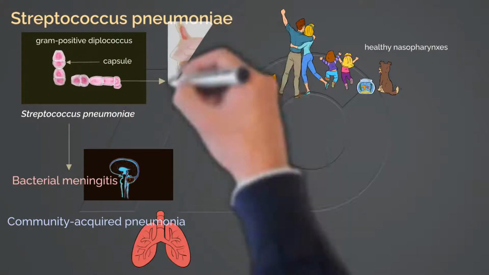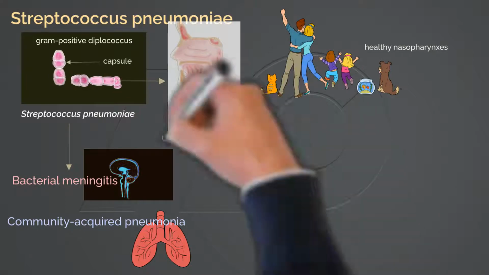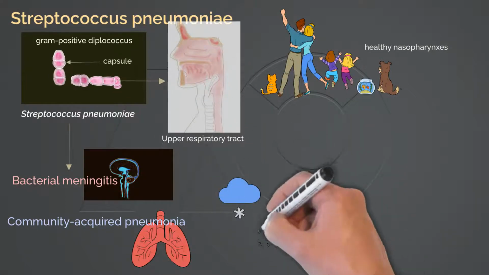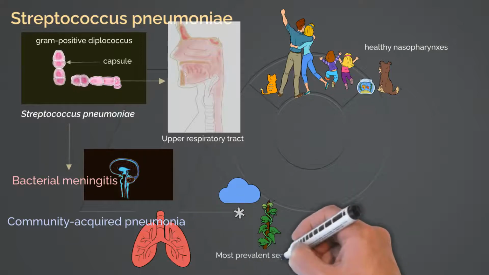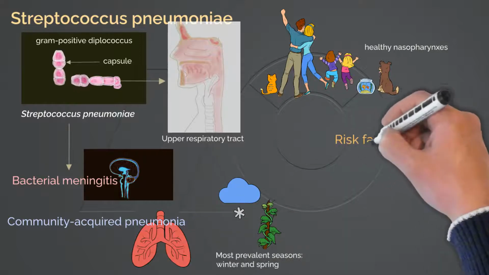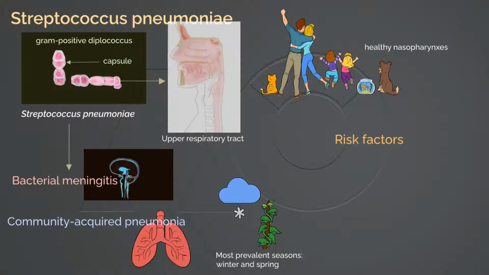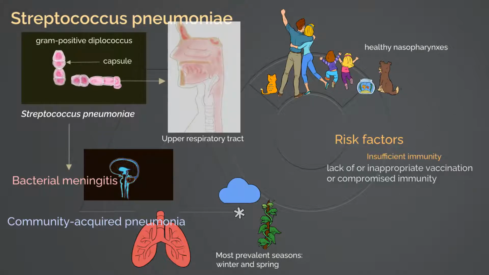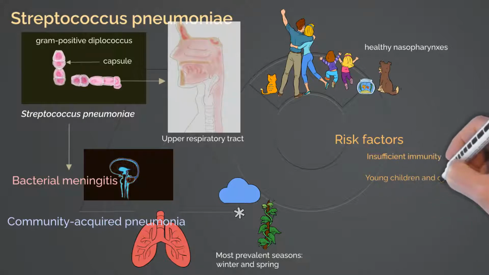Streptococcus pneumoniae mainly stays and causes infection of the upper respiratory tract. Pneumococcal infection is more prevalent during winter and spring seasons. Risk factors for pneumococcal infection include the following: insufficient immunity, such as lack of or inappropriate vaccination or compromised immunity due to sickle cell anemia and asplenia. Young children and older adults are at high risk for pneumococcal infection compared to other people.